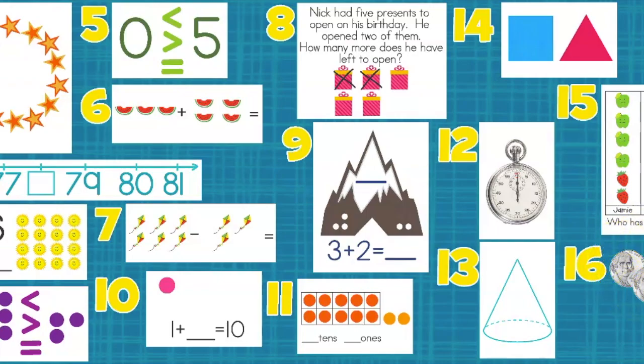I bet Jace Frace could count that quickly by 5s. He's good at that. All right, guys. Let's move on and do our tens frames now.